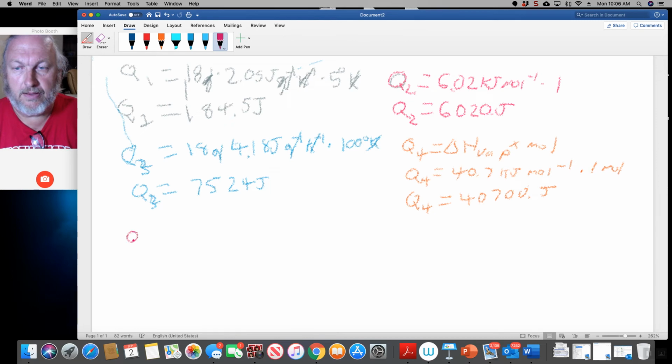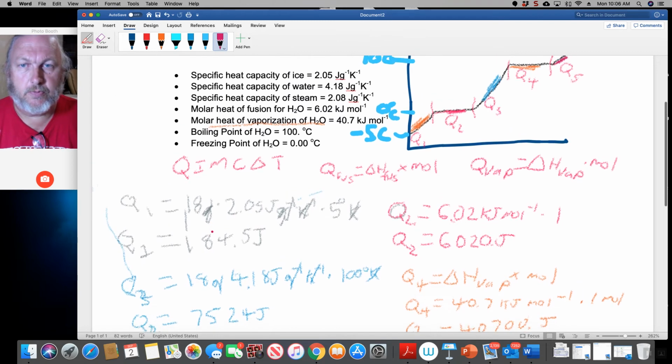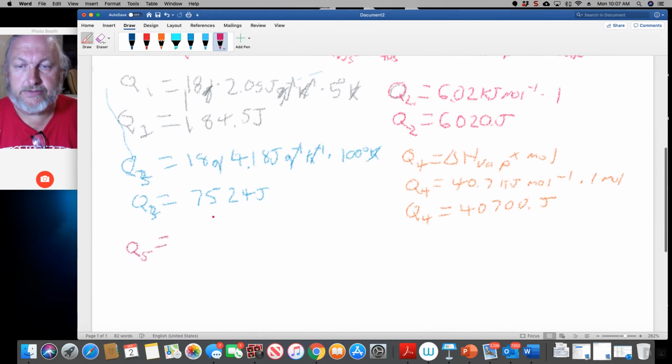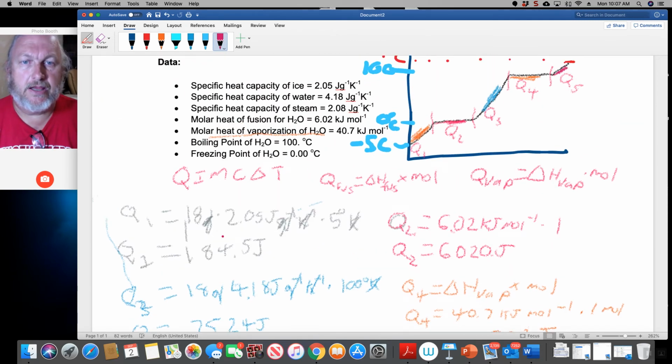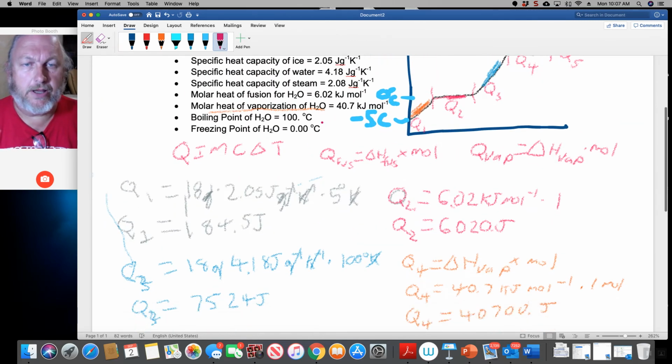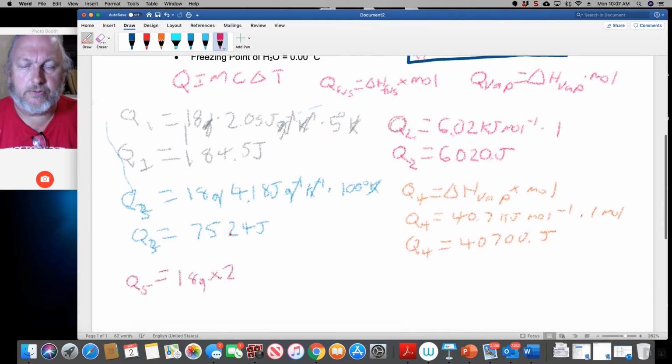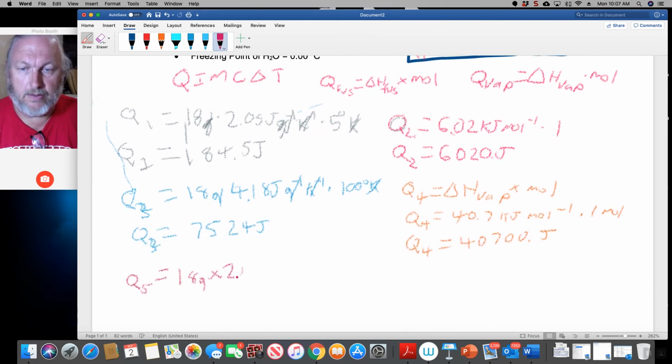All right, and there I'm going to use Q equals m c delta T. My m was, let's go back, 18 grams, so that stays the same, 18 grams. We didn't lose any mass. 18 grams times the c. Now I've got to pick the right c. Here I'm dealing with steam. That's 2.08 joules per gram per degree C.